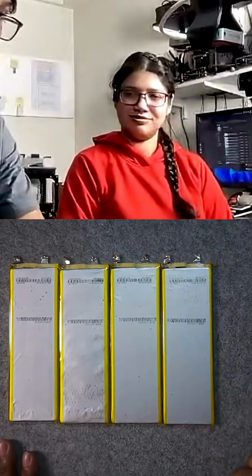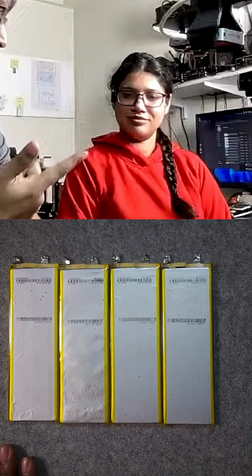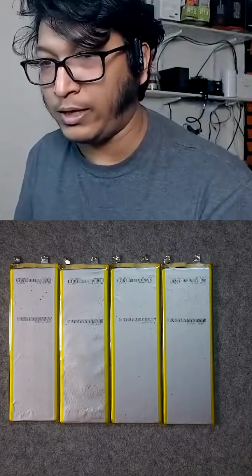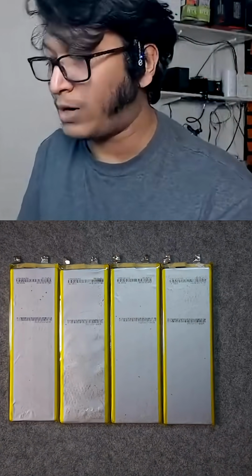I'm going to make sure to charge and discharge the cells properly, cycle and understand exactly how much power they're holding, how much power they're capable of holding. And once that is done, I will wrap it with Kapton tape and store it.